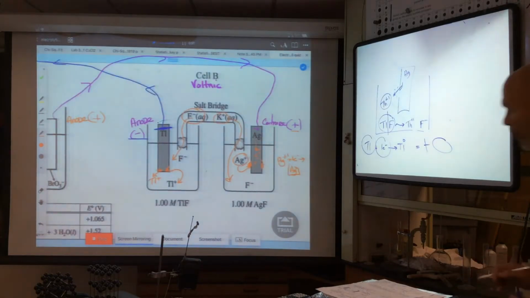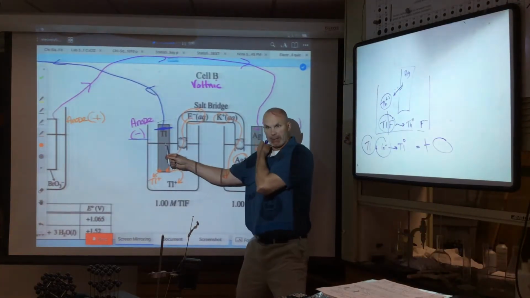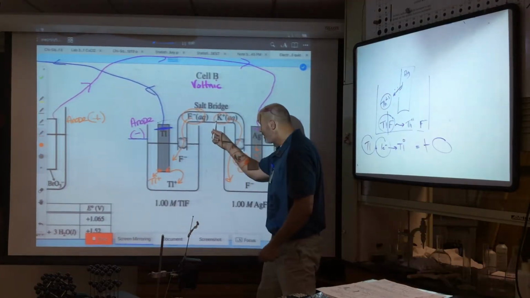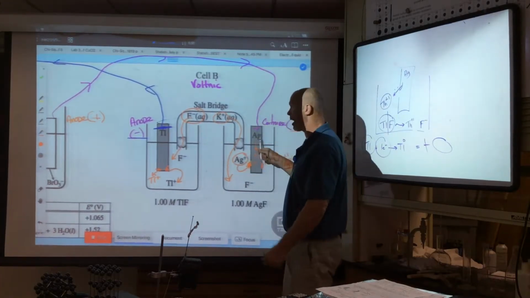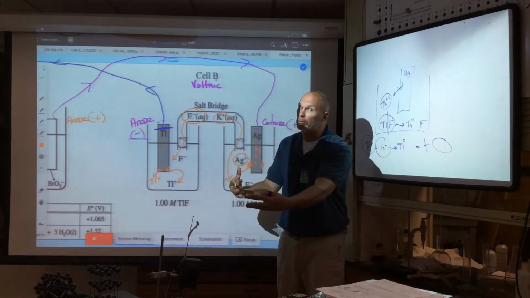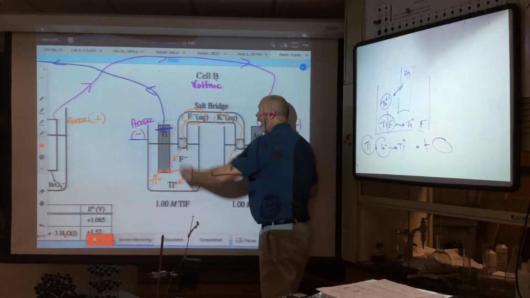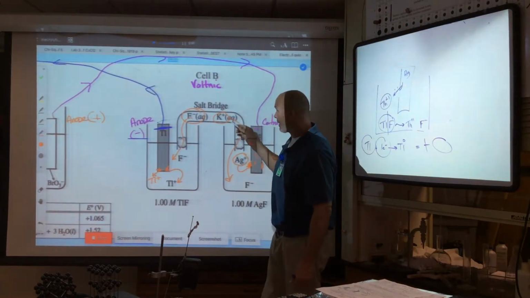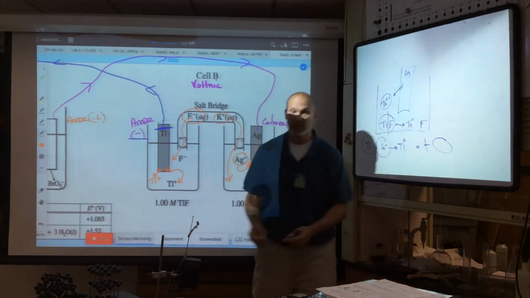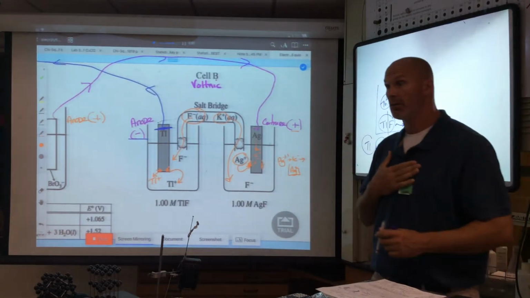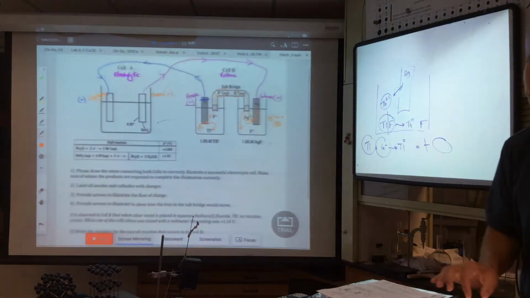Now, if you had your battery opposite, I expected these to be opposite. I can't give you full credit if you made a mistake here. I want you to be consistent, no double jeopardy. So if you made this the cathode, you were marked wrong if the K plus came down. You need to stay consistent with these problems. All right, so now we're ready to rock and roll.